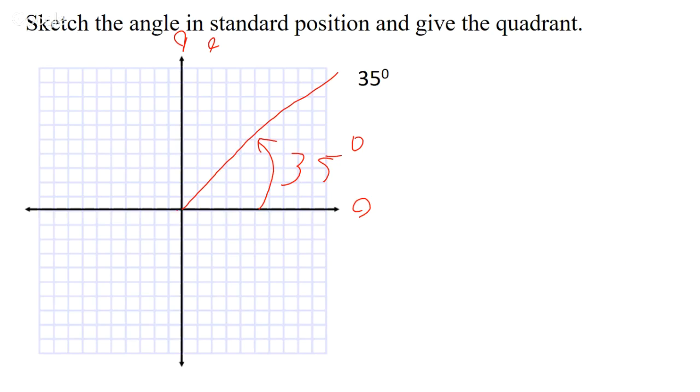Notice I have my initial side here on the positive x-axis, and then I go up to my terminal side, which is in the first quadrant somewhere. That's 35 degrees. And I know that is in quadrant 1.